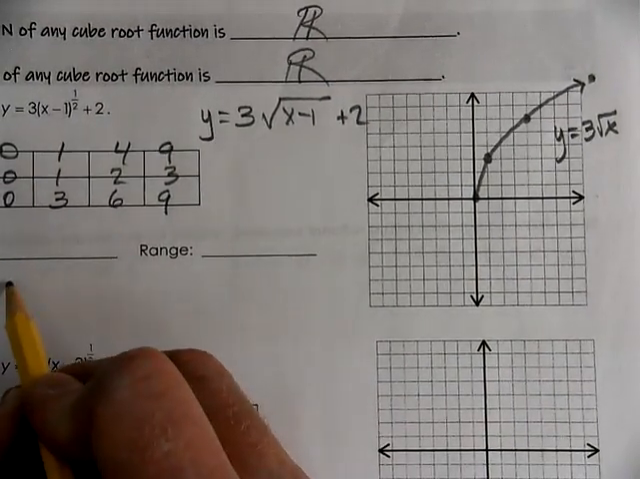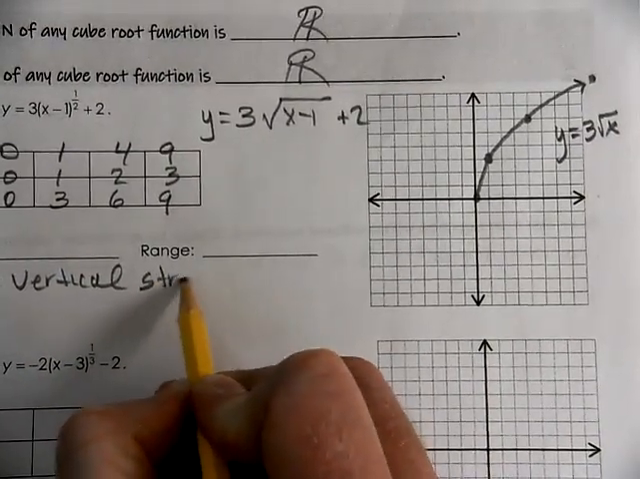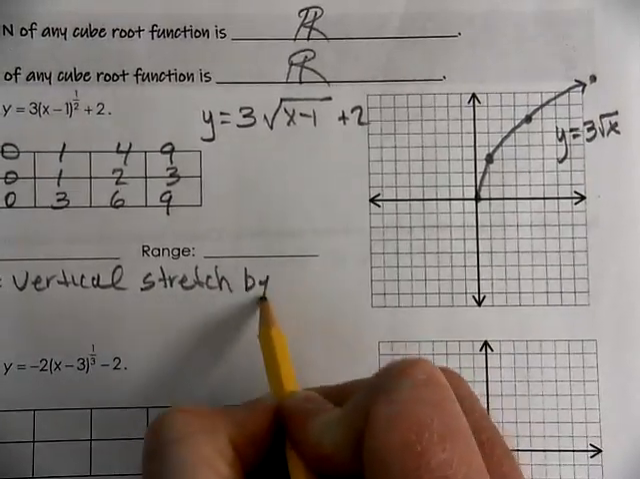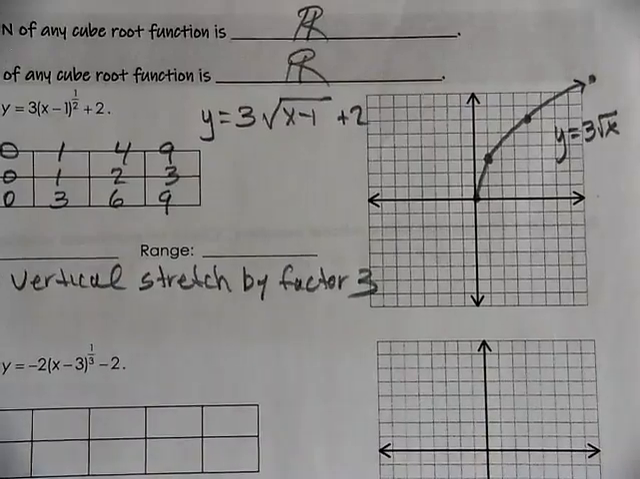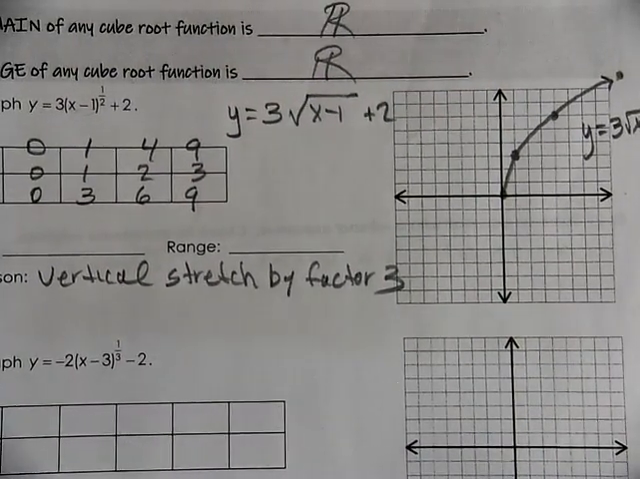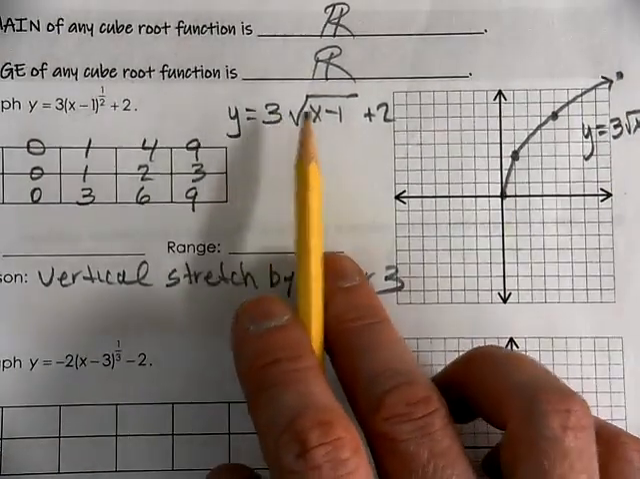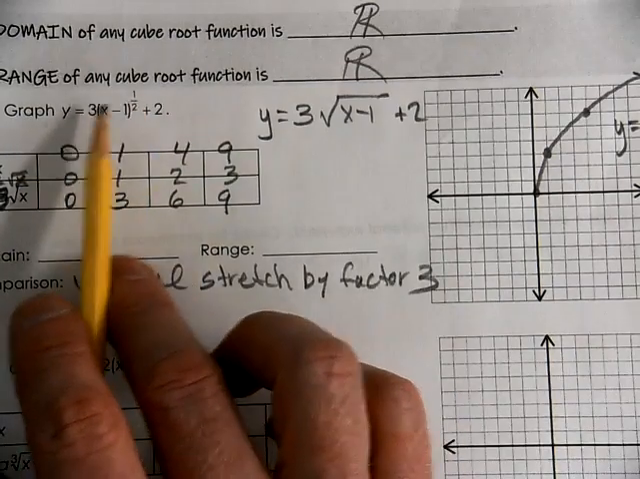So this has a vertical stretch by a factor of 3, because the 3 was in front of the radical. Because the 3 was not being affected by the half.